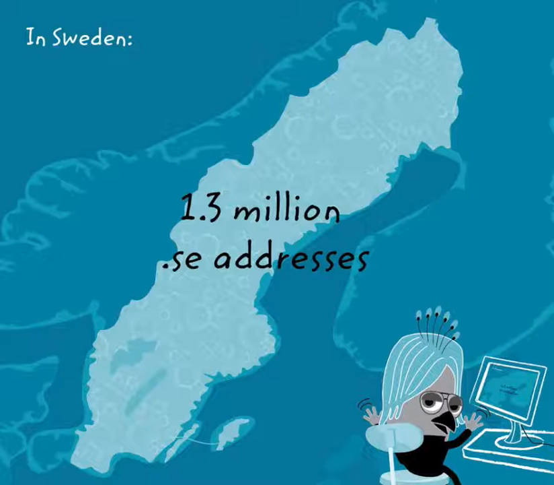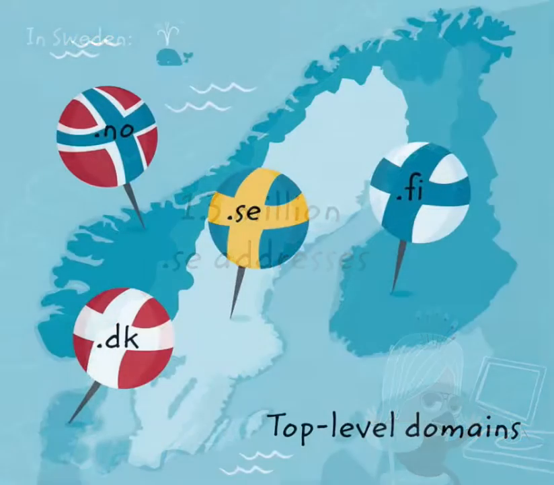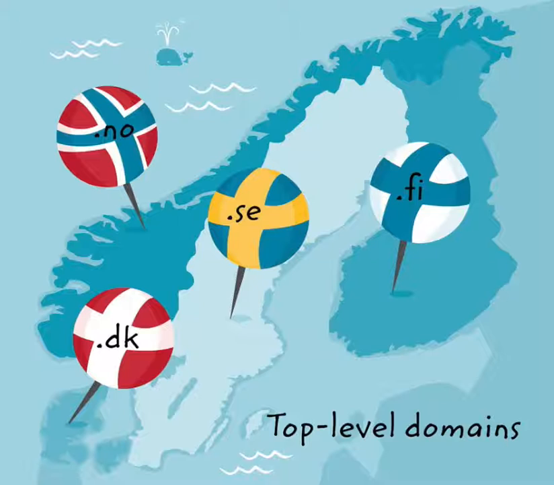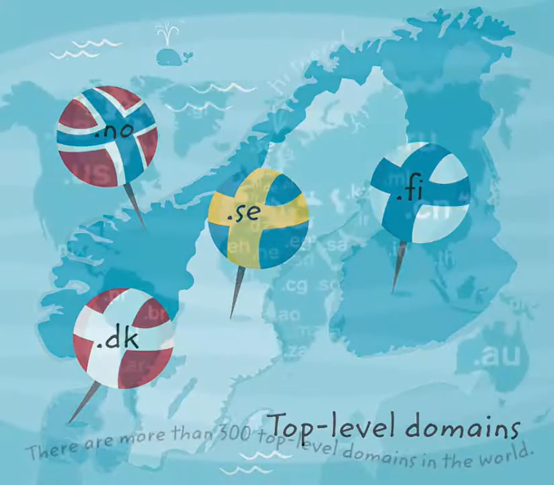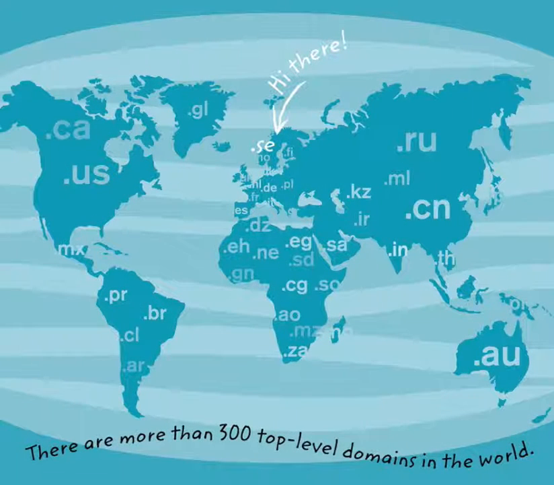There are also other addresses that end with two letters that show which country a site has as its home. To take some examples, Danish websites often have .dk at the end, while many sites in Finland end with .fi, and in Norway they use .no. All the countries in the world have a similar letter code. They're called top-level domains. The abbreviation at the end of an internet address, like .se, is called a top-level domain, and there are over 300 different top-level domains in the world.